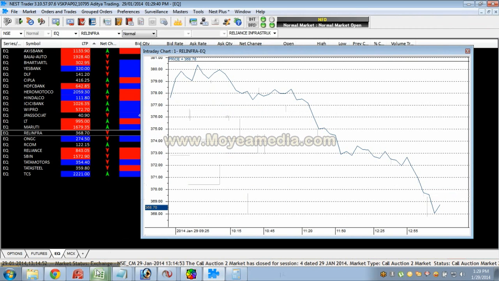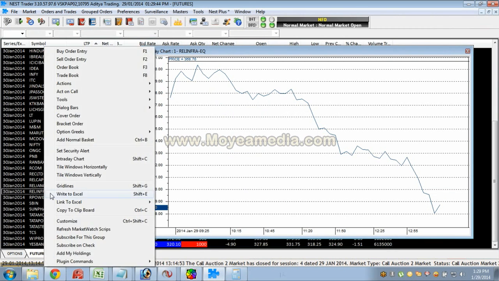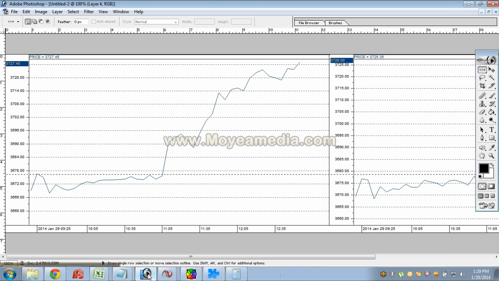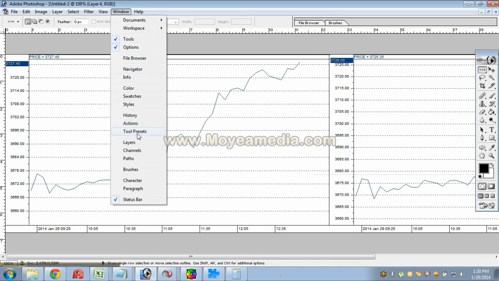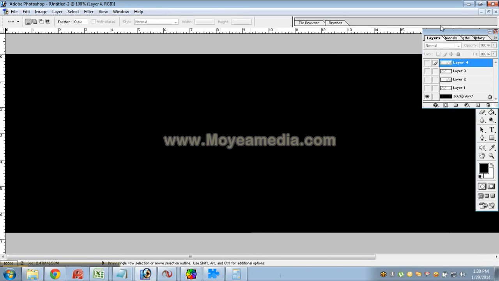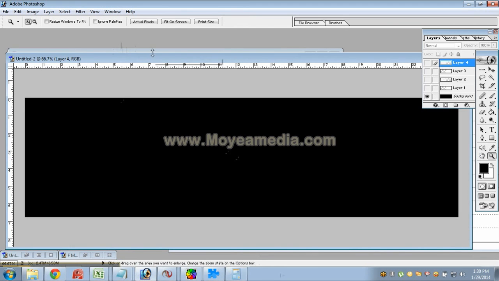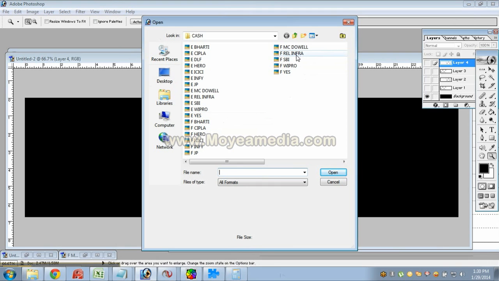and simultaneously for Rel Infra we have the futures chart also. So this is the chart. Our entry for Rel Infra was 375.3, so what I'll do is I'll just put it in Photoshop again. So let's open the Rel Infra chart. So that is the futures and this is the equity. Let's open both.